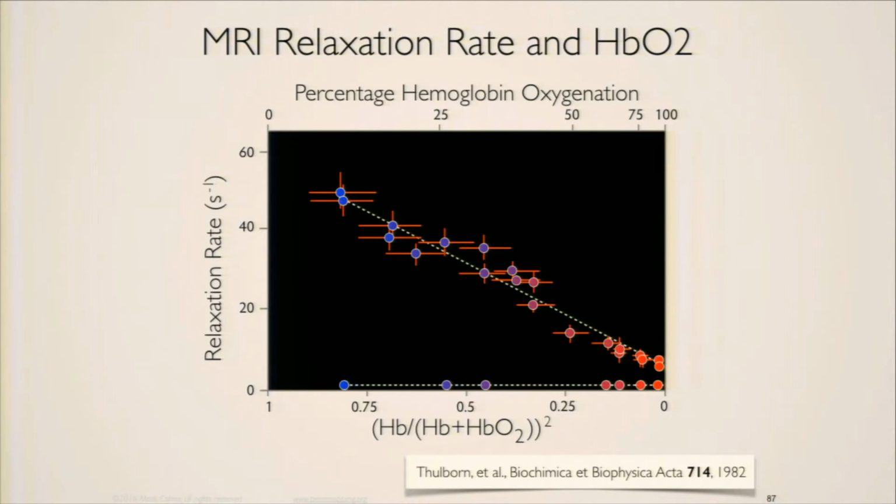And this is work done by Keith Thulborn in 1982, and this was another absolutely brilliant experiment. He realized from the Pauling studies that it might be possible to see this stuff using MRI. And in this particular case, magnetic resonance is kind of pre-imaging days. And he measured the rate at which the signal decays as a function of blood oxygen concentration. And you get a perfect straight line. Beautiful, beautiful experiment showing a direct effect of blood oxygen on the magnetizability of blood.